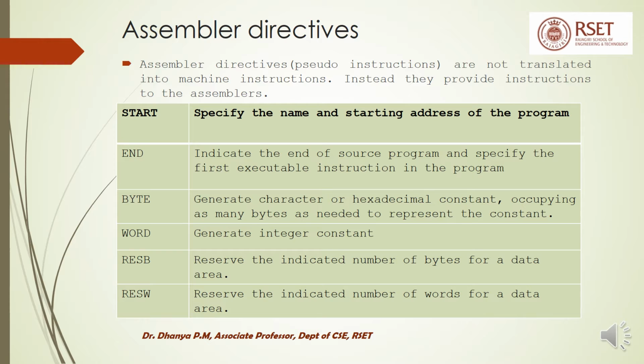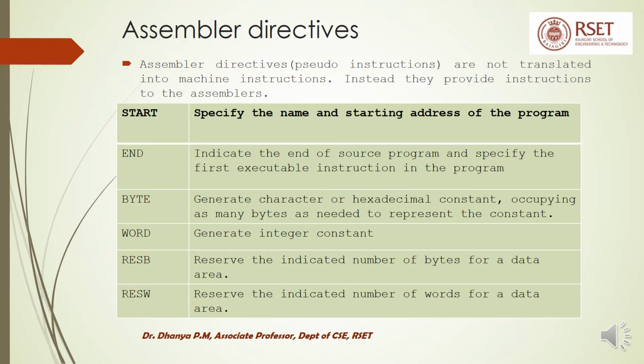We will see 6 assembler directives, namely start, end, byte, word, reserve byte, and reserve word. The purpose of start is to specify the name and starting address of the program. The purpose of the assembler directive end is to indicate the end of the source program, and it also shows the first executable instruction in the program.